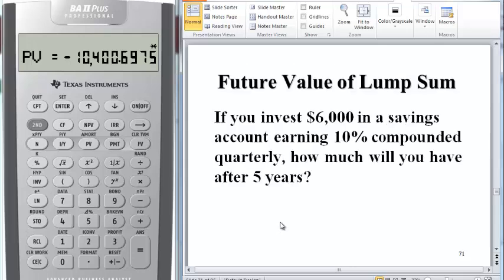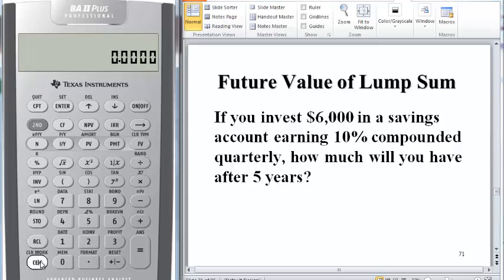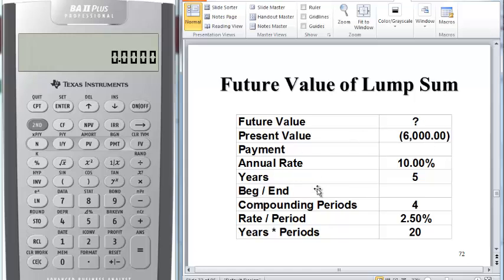So let's look at an example. If I invest $6,000 into a savings account earning 10% compounded quarterly, how much will I have after 5 years? So what do I need to do? When I look at my sheet here, and this is where I think you'll find the rubric to be even more important, you can see I have a present value of $6,000. That doesn't change. My annual rate's 10%, and my number of years is 5 years, but I want to know this on a quarterly basis. So what are the number of compounding periods in quarters? Well, there are 4 quarters in a year, so 4 goes in here.